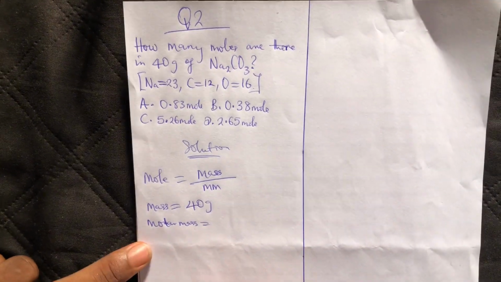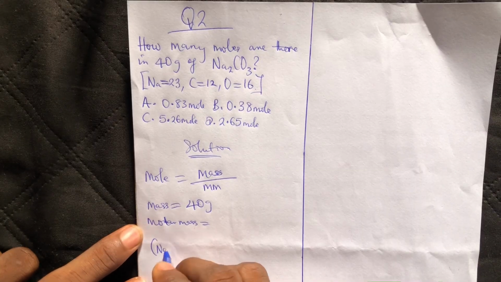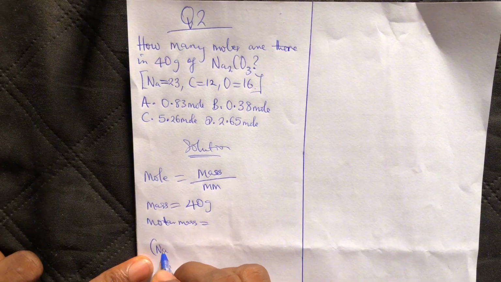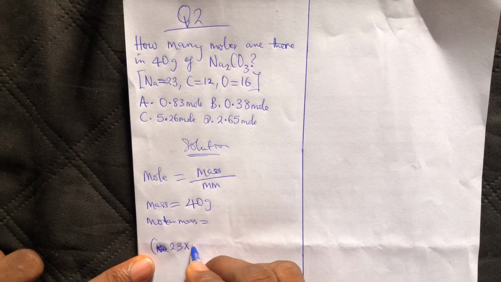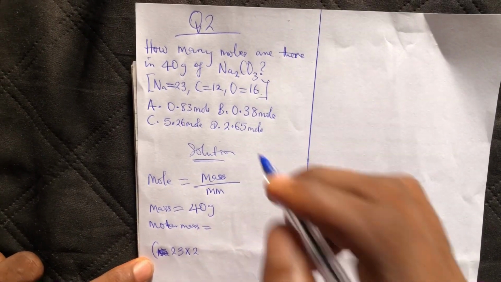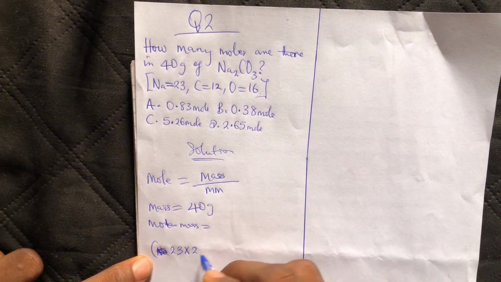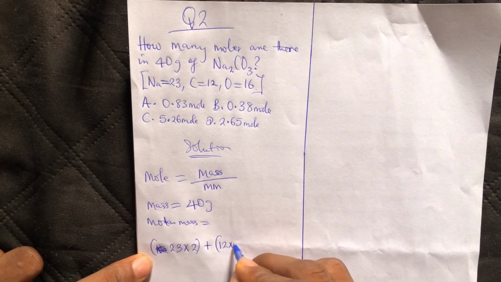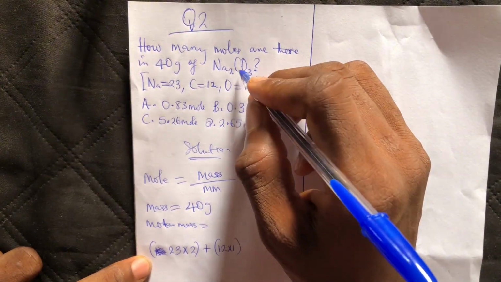So to get our molar mass, we can simply say that sodium, you can see, is 23. So you can say 23 times 2, all right? Why is it times 2? It is times 2 because of this number that is here. So, 23 times 2 plus 12 times 1. Why is carbon 1? It's only one atom of carbon that is here, all right?